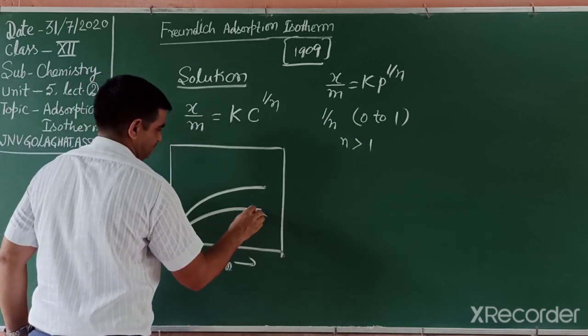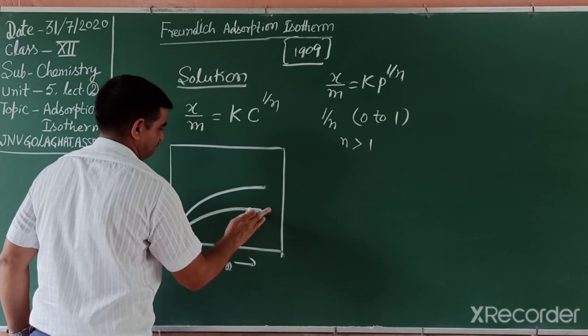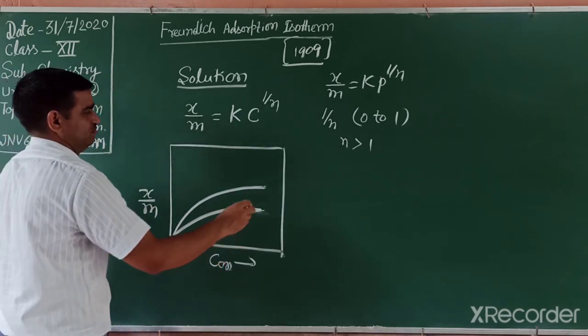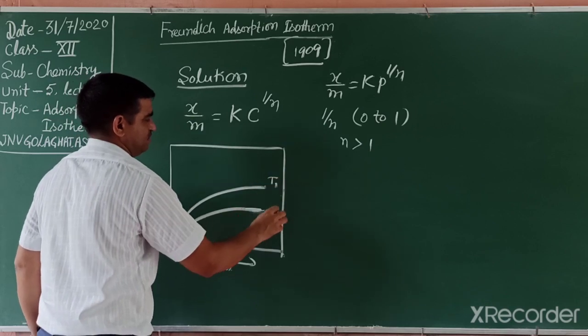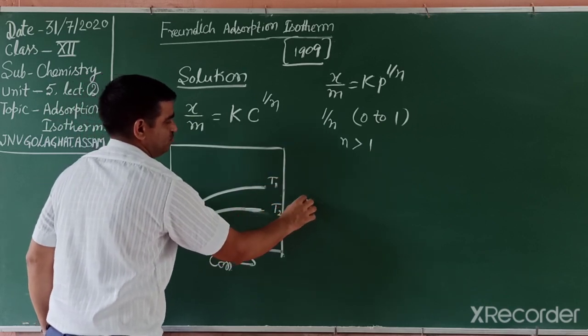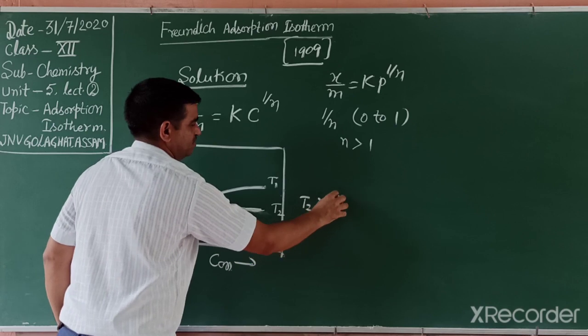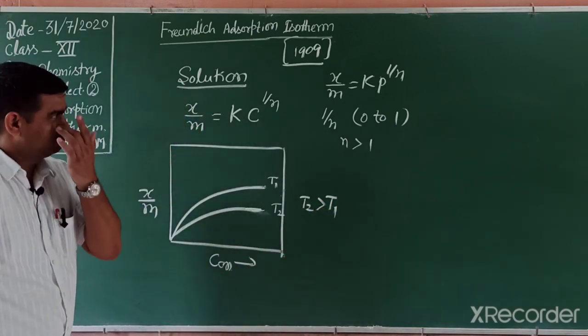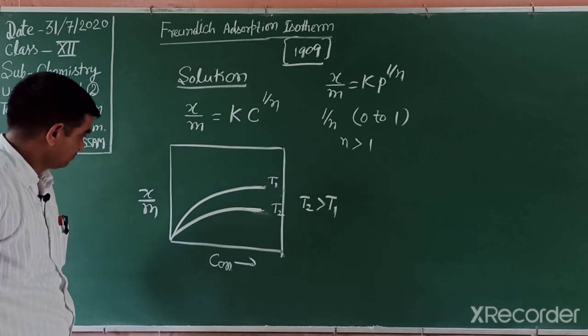These are adsorption isotherms. They depend on the temperature also. This is T1, this T2 is more than T1. So when temperature increases, adsorption decreases.